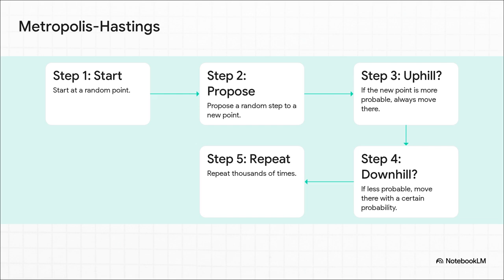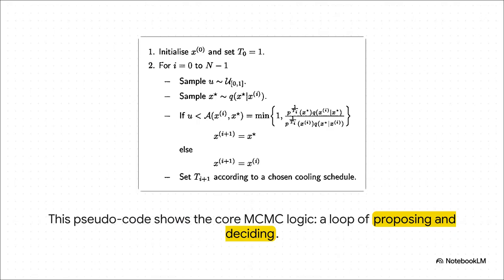It's that little feature that lets the algorithm explore the whole map and not just get stuck on the very first hill it climbs. And finally, you just do this again and again and again, thousands of times. And this little snippet of pseudocode really illustrates the core logic perfectly.